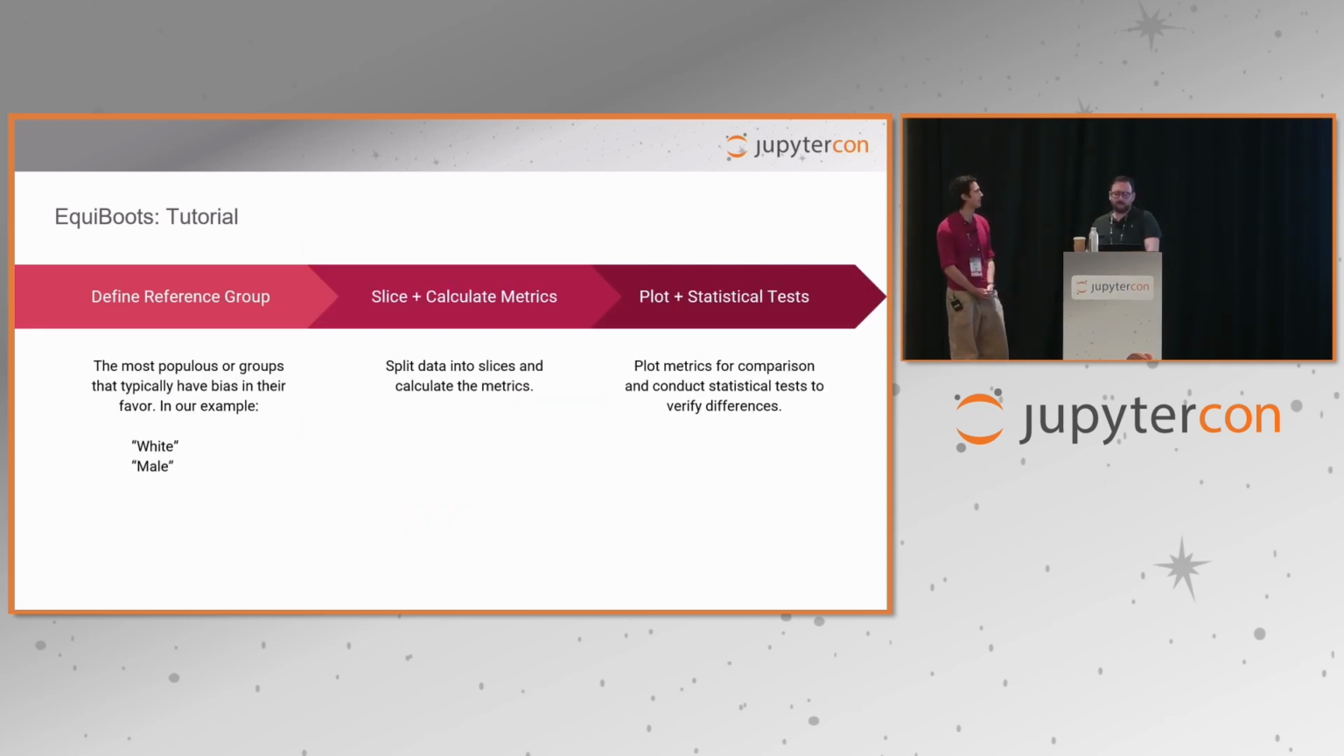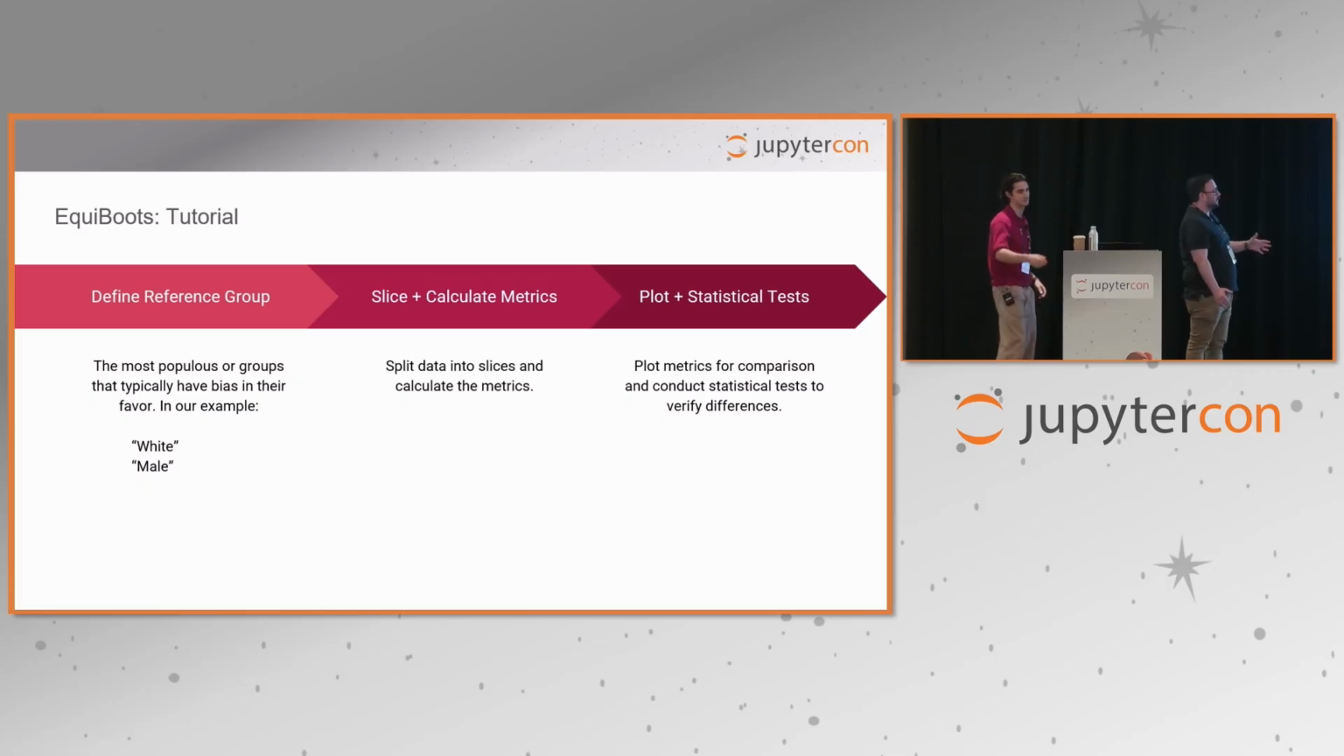Before we go straight into coding, we want to outline the different steps that we're going to be undertaking in this tutorial. First and foremost, we're going to define the reference group. This is the most populous group or groups that have bias in their favor. In our example with race, it's the white male. Next, we split the data into slices and calculate the metrics. And lastly, we plot the metrics for comparison and conduct statistical tests to verify those differences.